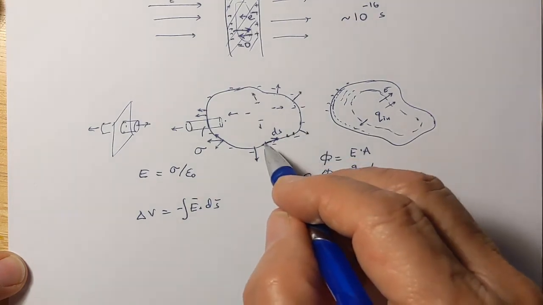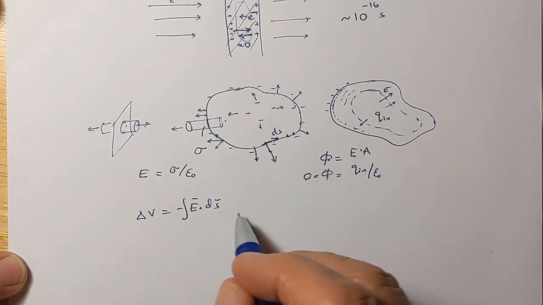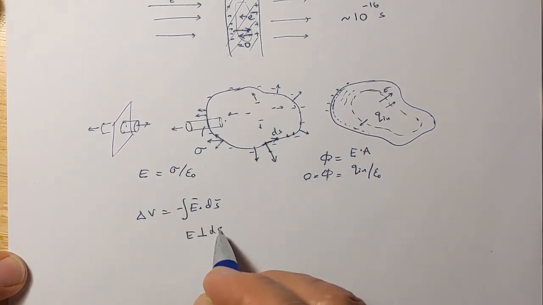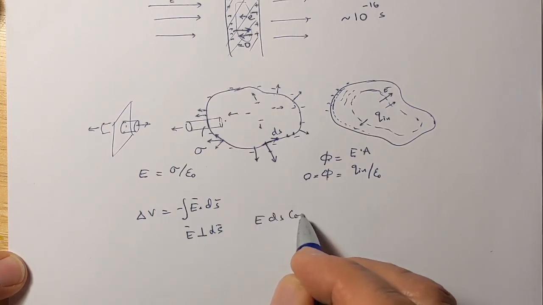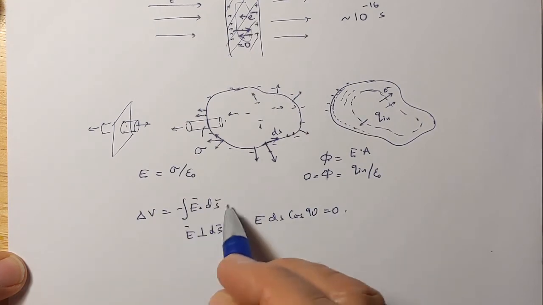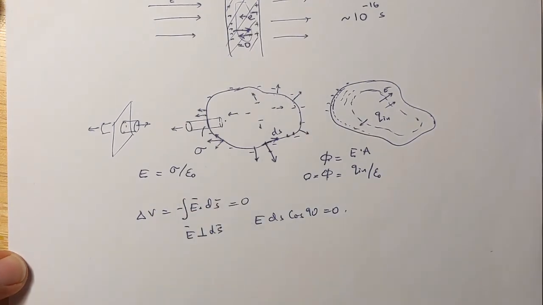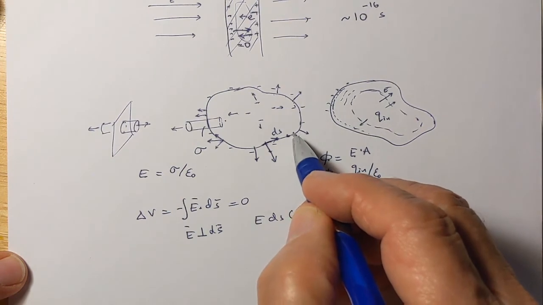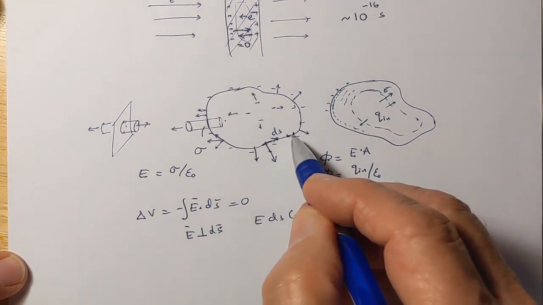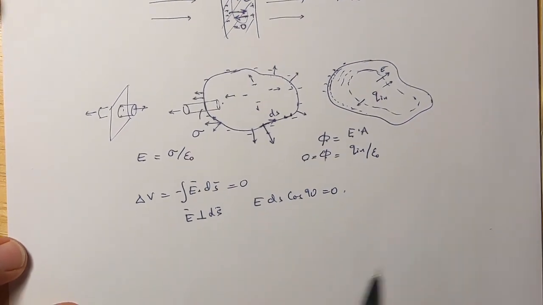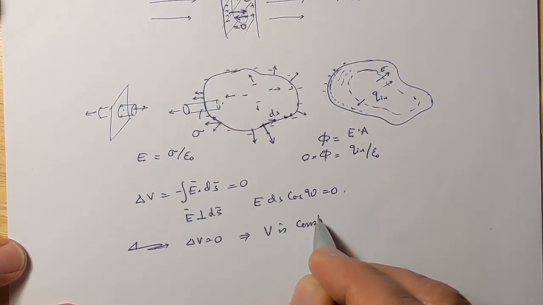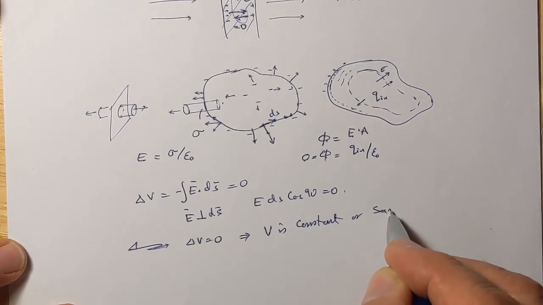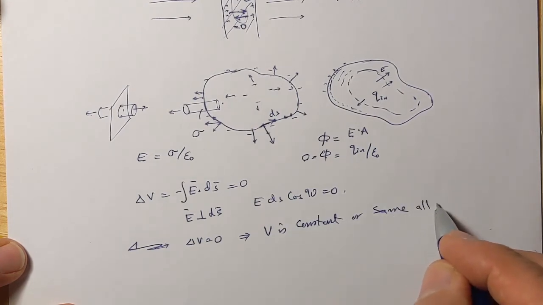So E is outwards and ds is parallel to the surface, which means that E is perpendicular to ds, and the dot product would be simply E ds cosine of 90, which is 0. So this term becomes 0, which means that the delta V on any 2 points close to each other on the surface will be 0. If delta V is 0, it means V is constant, or the same, all over the surface.